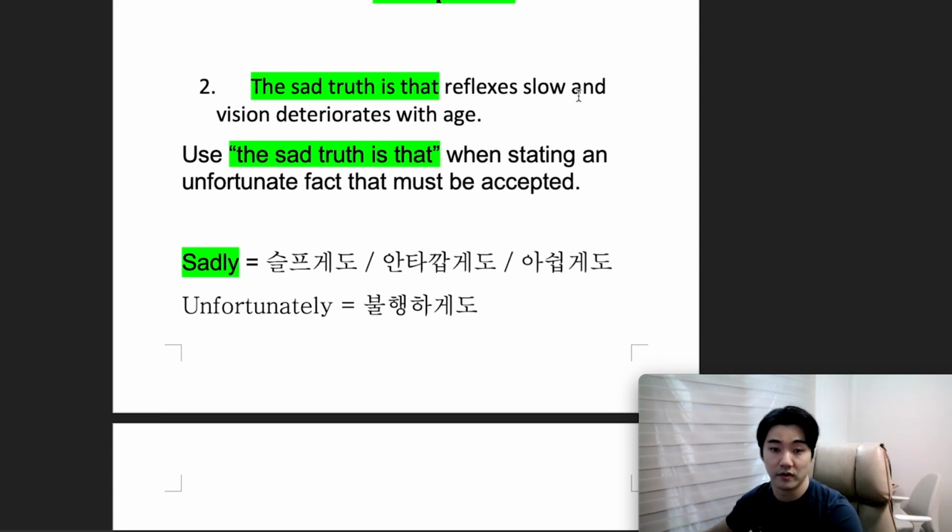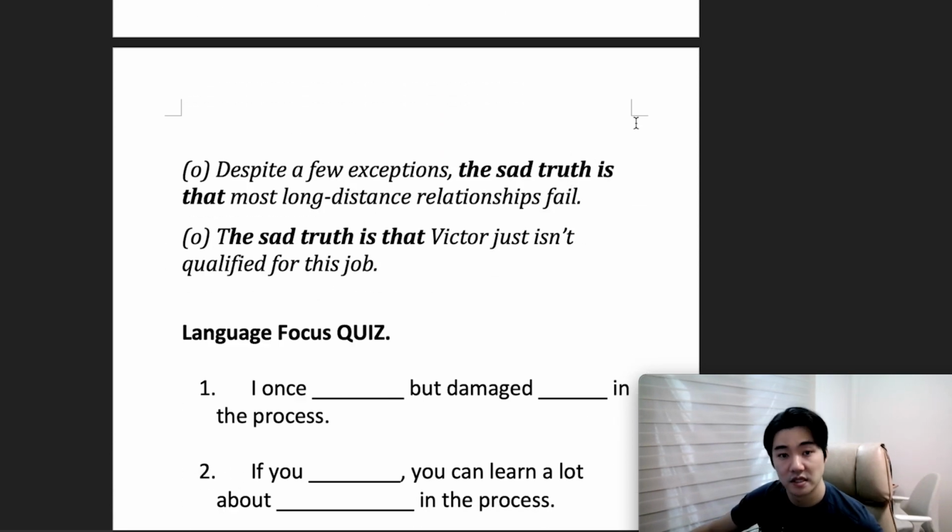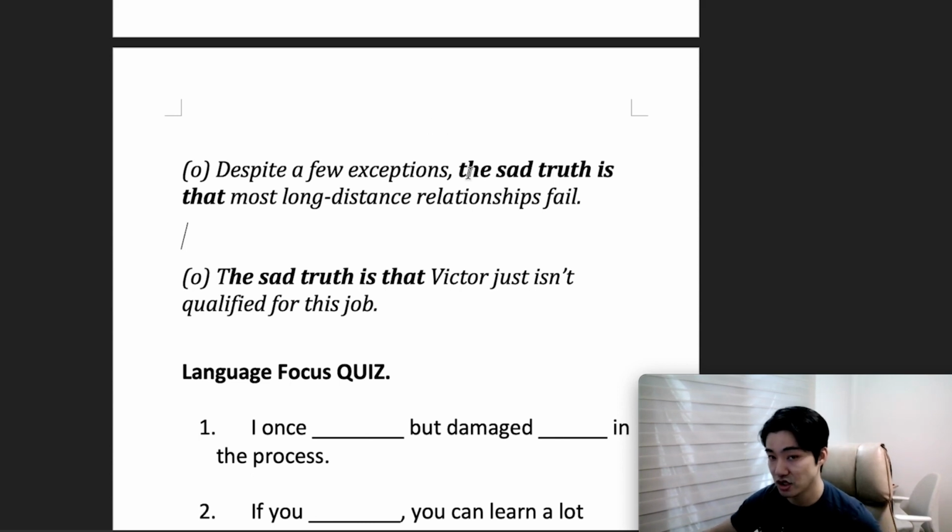불행하게도. Right? So let's have a look at here. Despite a few exceptions, the sad truth is that most long-distance relationships fail. So 몇 가지 예외에도 불구하고 슬프게도 대부분의 장거리 연애는 실패한다. All right. Some relationships last, but sadly, most long-distance relationships fail. Unfortunately, most long-distance relationships fail. Sadly, most long-distance relationships fail.